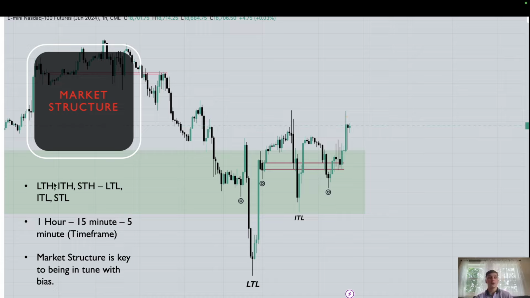When you're framing out market structure like this, you always start from the hourly chart. Mark out your long-term low and intermittent term lows, then go down to the 15-minute and to the 5. It's just a matter of flipping through your time frames, and this is another lecture for another time, but all you need to know is you really want to focus on framing your market structure on the hourly chart, and go down to the 15 and 5 if you have to. Market structure is key to being in tune with daily bias.